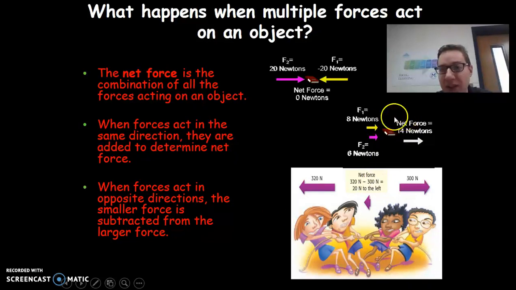So net force is just the total amount of force being applied to a system or an object. You can have a net force of 0, which means it's not moving. You can have a positive net force with forces going in the same direction, like here, 14 newtons, which means it will be moving. And if you have opposite directions, you subtract the two sides and figure out who has more force.